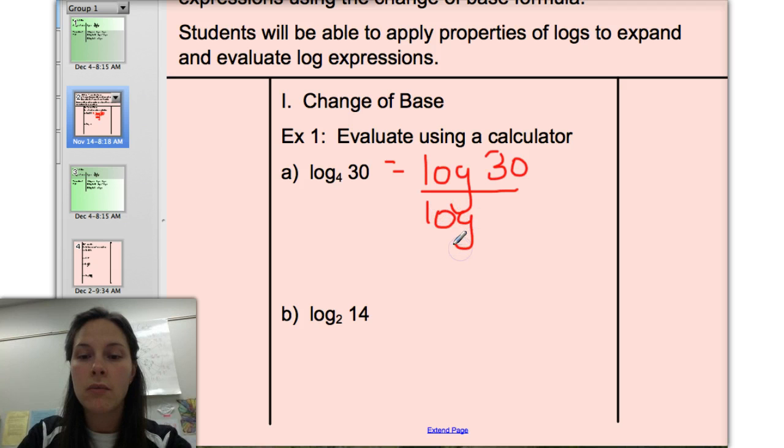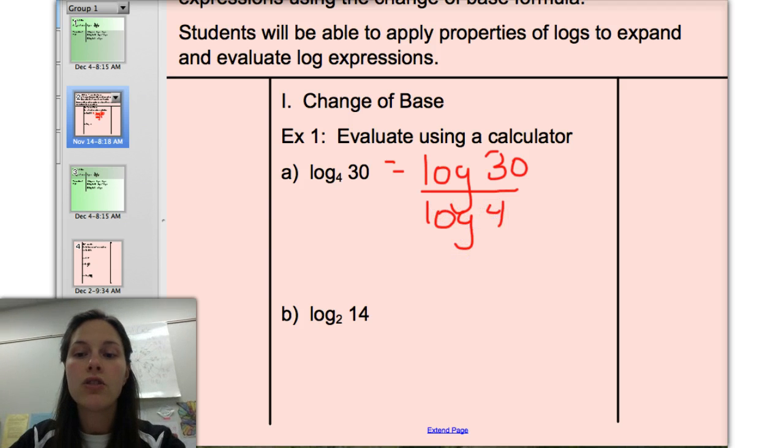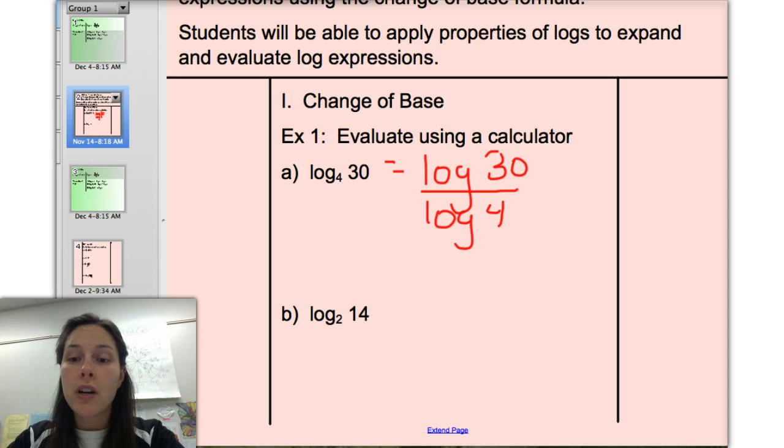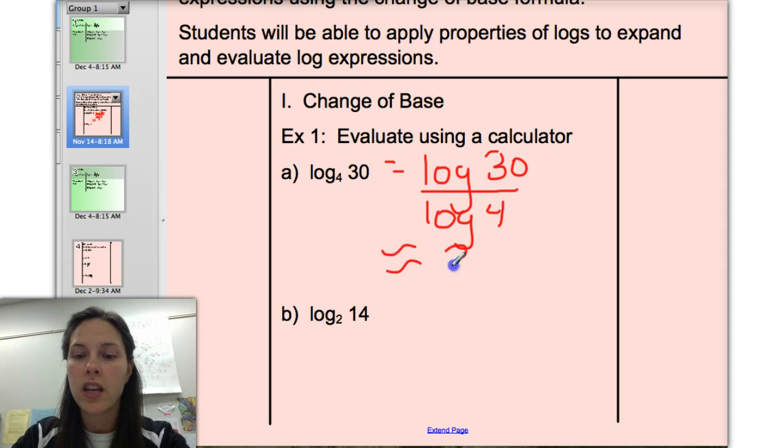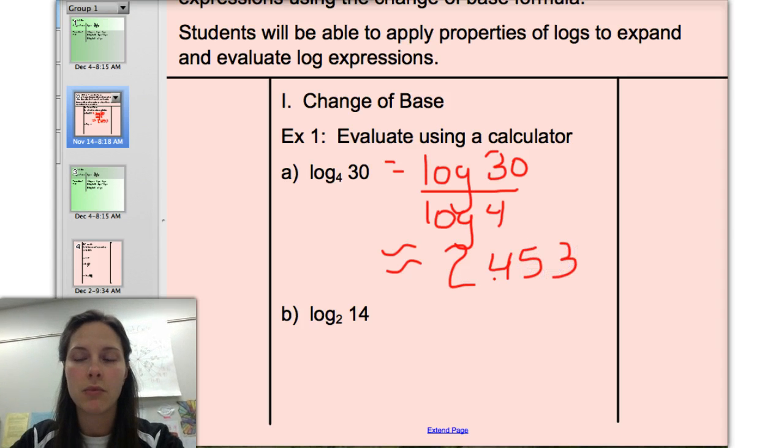So notice I changed the base to the common log. You can change the base to any number that you want to. Again, common log and natural log are the ones that our calculators are pre-programmed to use, so that's what it's most helpful for. So if you punch this into your calculator, log of 30 divided by log of 4, you can get your decimal approximation for log base 4 of 30, which is about 2.453. Anytime you round, for my class, please keep it to the nearest thousandth, 3 decimal places.